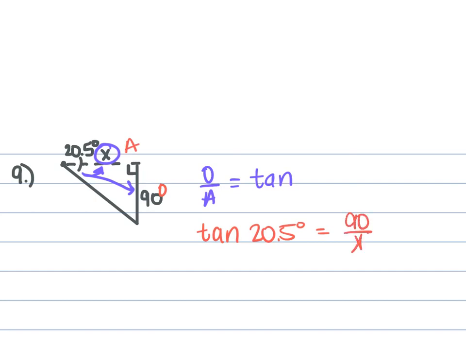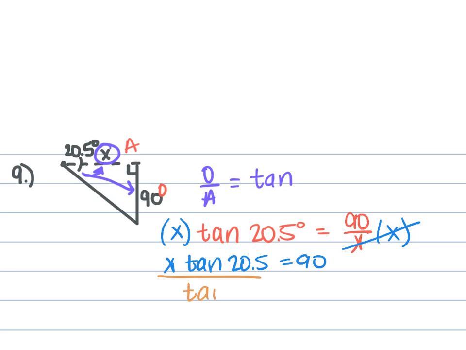So we are going to multiply each side by x. This is going to be written as x tangent 20.5 is equal to 90. And then in order to get x by itself, we're going to divide each side by tangent 20.5, which is what you're going to need your calculator for.